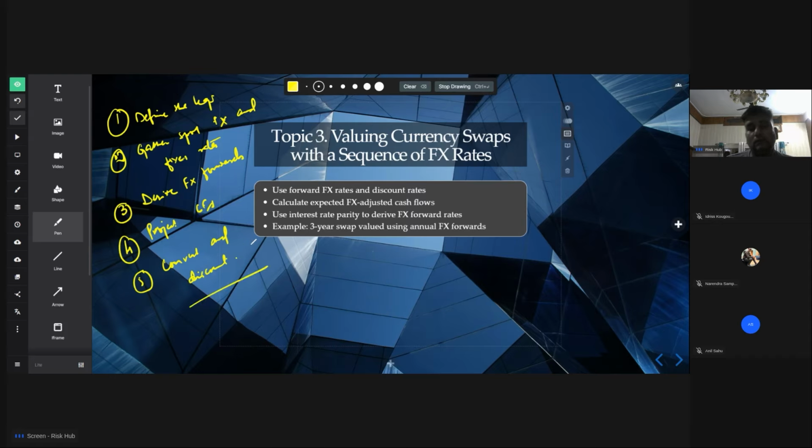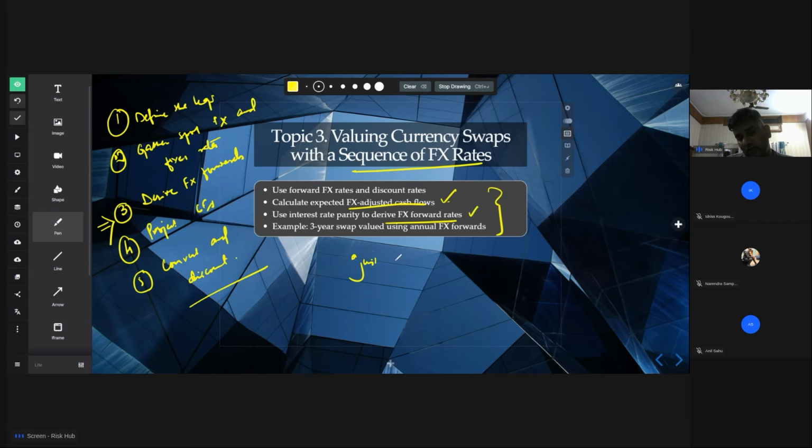So the objective of this discussion, no numerical will come. They just want to tell you that you can also value a currency swap with a sequence of FX rates. You can also use your FX forward. You can calculate the expected FX adjusted cash flow. And you can use interest rate parity to derive FX forward rates. No need to do it, guys. This is just theory.